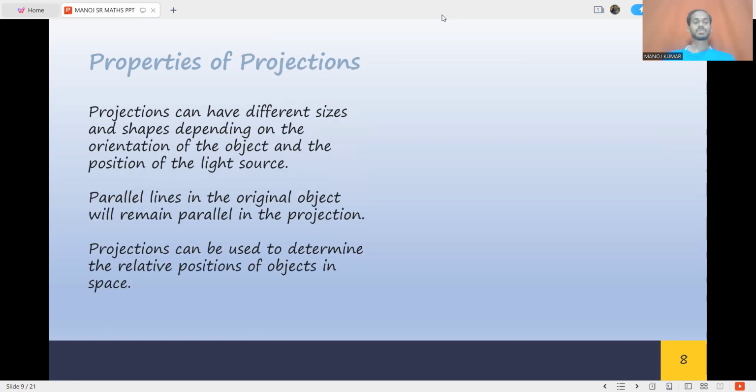Properties of projection. Projections can have different sizes and shapes depending on the orientation of the object and the position of the light source. Parallel lines in the original object will remain parallel in the projection. Projections can be used to determine the relative position of objects in space.